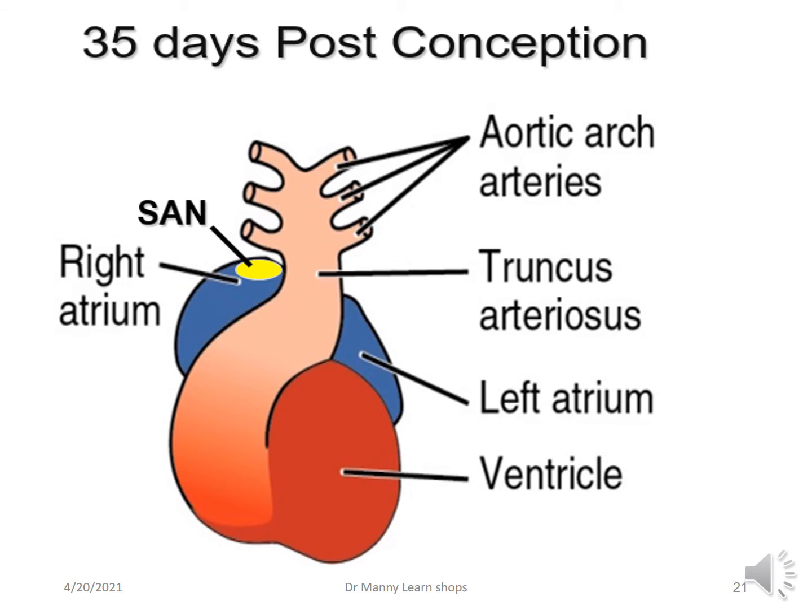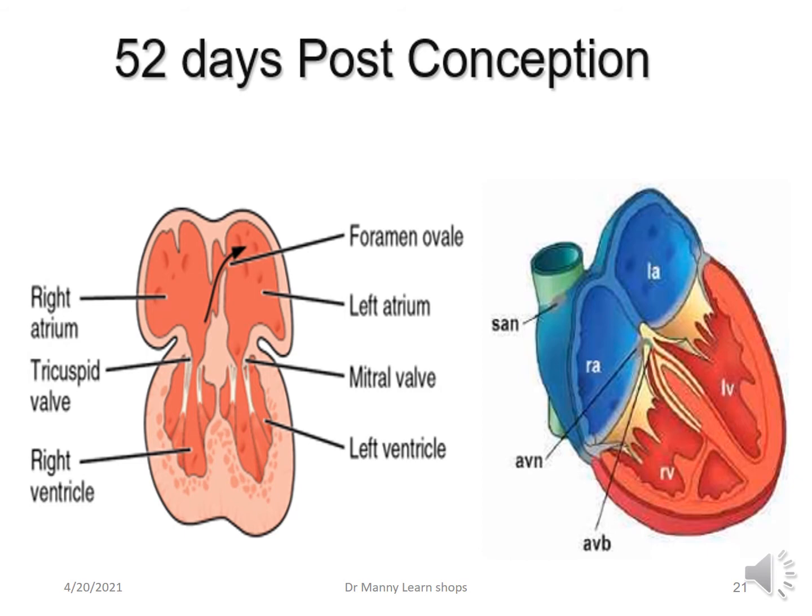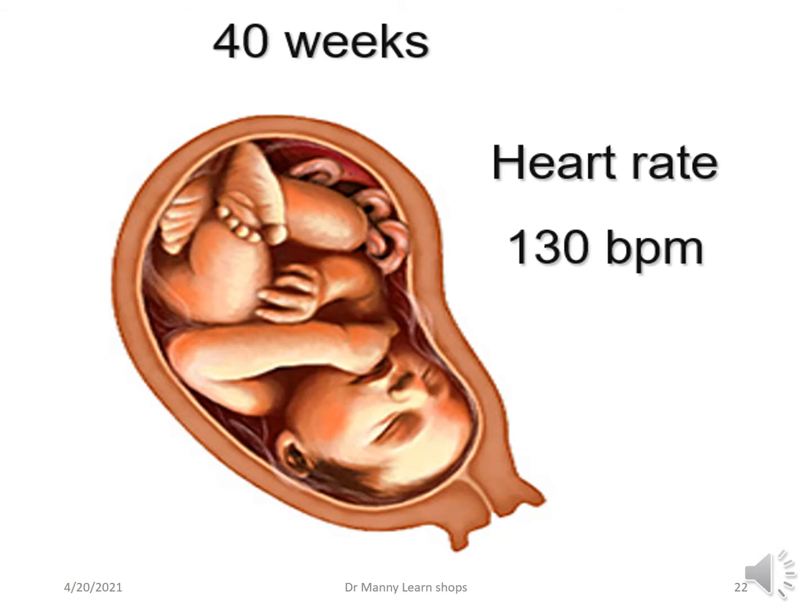Approximately 1 month, 35 days post-conception, externally, the heart's looking a little bit like the heart with its great vessels, and the SA node and the conduction system are already starting to become developed more effectively. Day 52 post-conception, internally, the structure of the heart is more as we know it, and the conduction system, SA node, AV node, His Purkinje system, is almost developed. At 40 weeks, the heart rate is approximately 130 beats per minute at rest with no fetal distress.